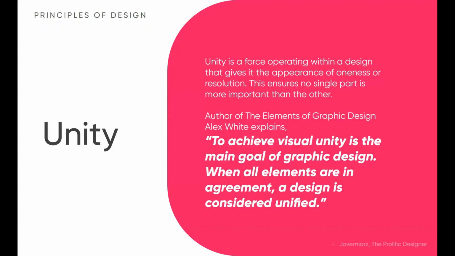Now, there's an author of the Elements of Design, Alex White. He explains that to achieve visual unity is the main goal of graphic design. When all elements are in agreement, a design is considered unified. What does it mean to be unified? Like I said earlier, to be harmonized, right?